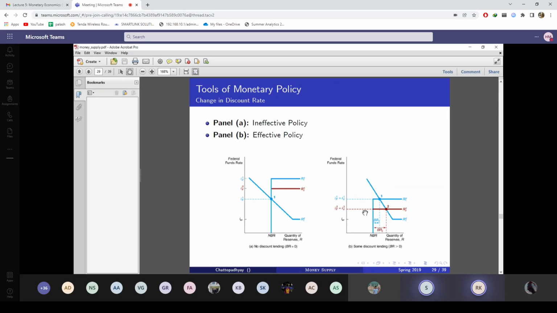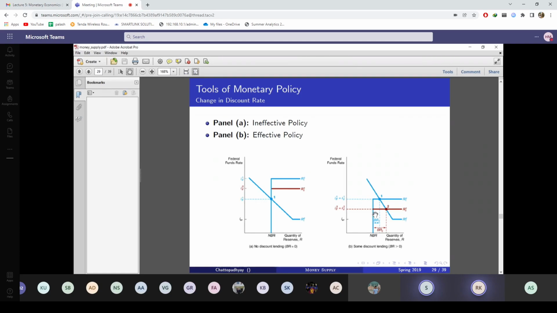This policy in panel B is effective. Suppose my initial market clearing interest rate is at point 1, where the market interest rate and the discount rate are identical. Now I reduce my discount rate a little bit, from RS1 to RS2. You see the equilibrium point shifts from 1, and the interest rate falls. Whenever my interest rate falls, what happens? My investment rises, my output rises. I have an impact of this monetary policy on output.